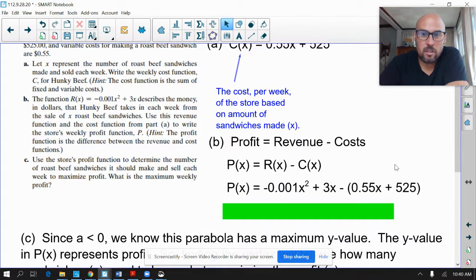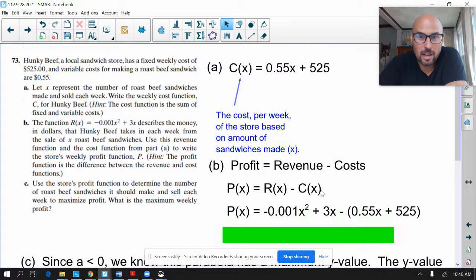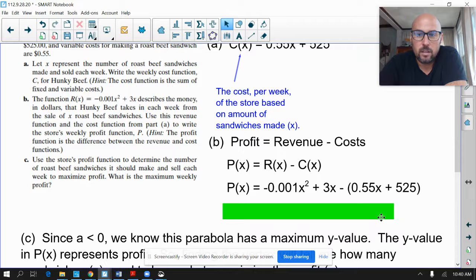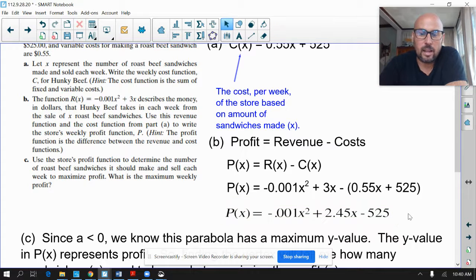Now, this last one you have to be careful, because I'm sure you could substitute r of x. This was given to you. But when you minus c of x, c is composed of 2 parts, 2 terms. So you would need parentheses to ensure that you are subtracting the entire function c, not just 0.55x, but the whole thing. So parentheses. Simplify, and you get this as your final function.